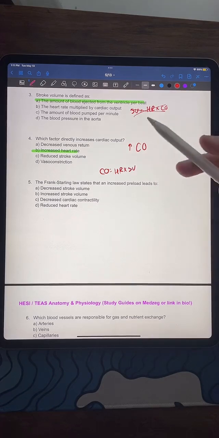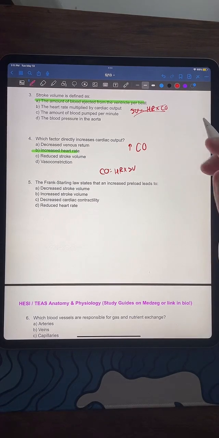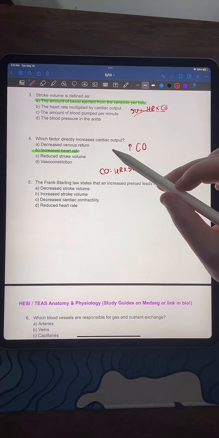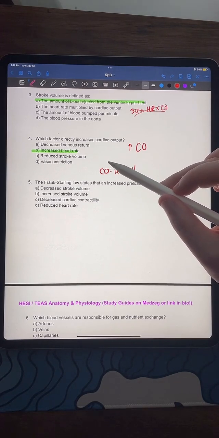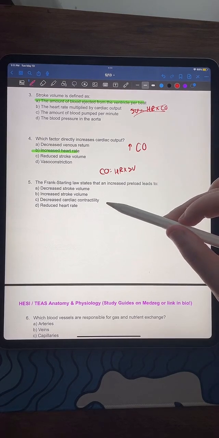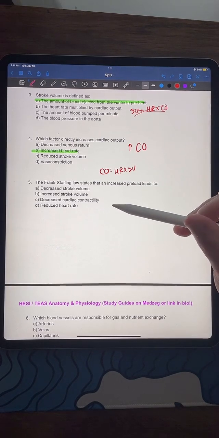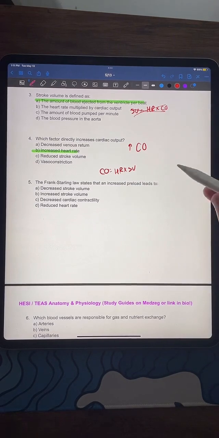Decreased venous return and vasoconstriction. Decreased venous return would be less blood returning to the heart. That would reduce stroke volume, thus reducing cardiac output. Vasoconstriction increases blood pressure, so it would not necessarily have a direct increase in cardiac output.